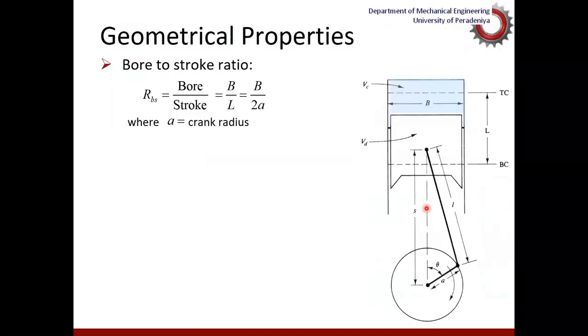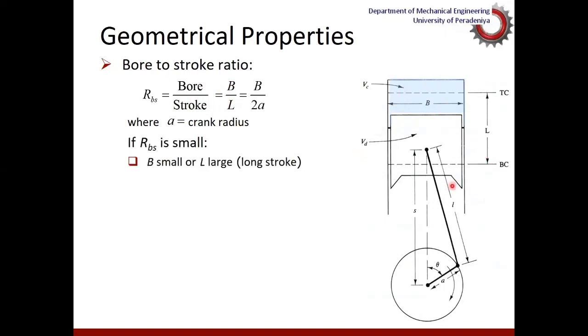Another design parameter that we look at carefully when it comes to design of engines is the bore to stroke ratio. The bore to stroke ratio is the ratio between the engine bore, that is the diameter of the piston or the cylinder, and the stroke, which is, of course, the gap between top dead center and bottom dead center.